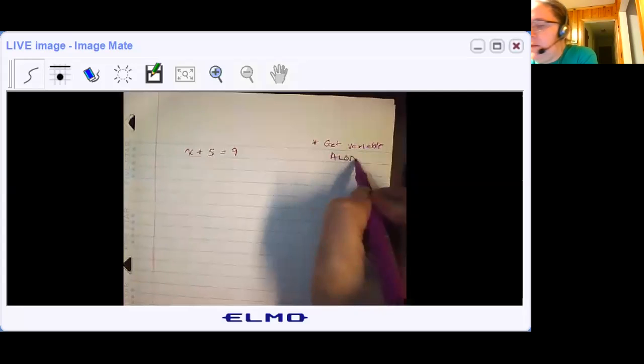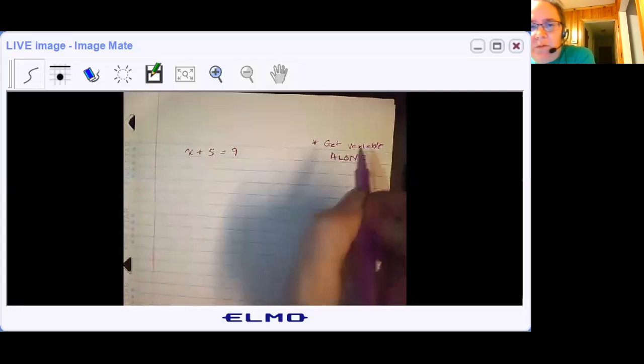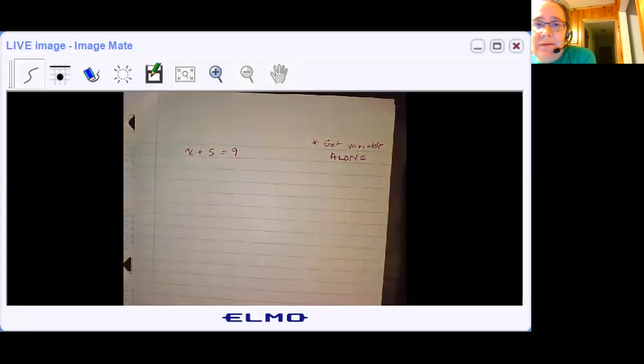You know, nobody likes the variable. It wants to be off by itself. It is practicing social distancing. Equals is the dividing line. It wants everything away from it. So let's look at what we would do here.